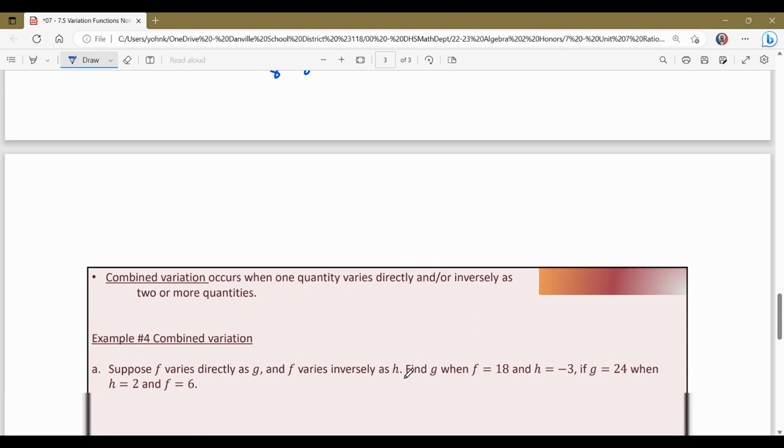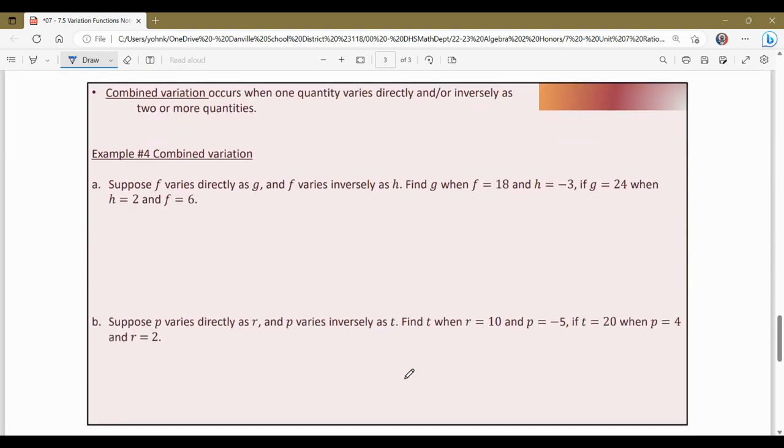We have one more. This one is the combined variation. Basically, the combined variation occurs when one quantity varies directly and or inversely as two or more quantities. So it's kind of like direct and inverse plugged into one. So suppose f varies directly as g and f varies inversely as h. Find g when f equals 18 and h equals -3 if g equals 24 when h equals 2 and f equals 6.